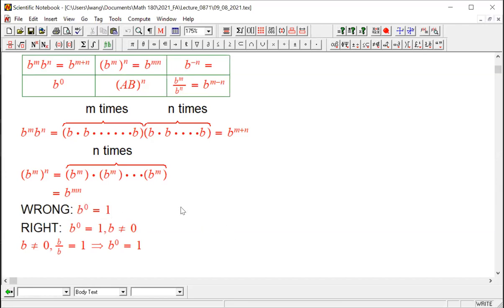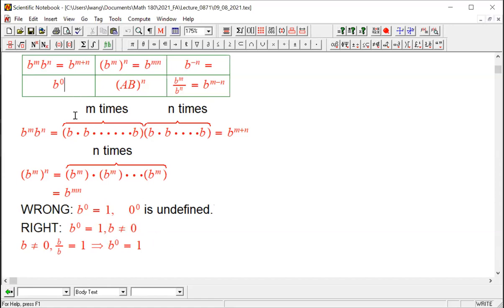Okay, 0 to the power of 0 is undefined. Okay, it cannot be. So in this case, it doesn't work. So this condition must be attached to it.